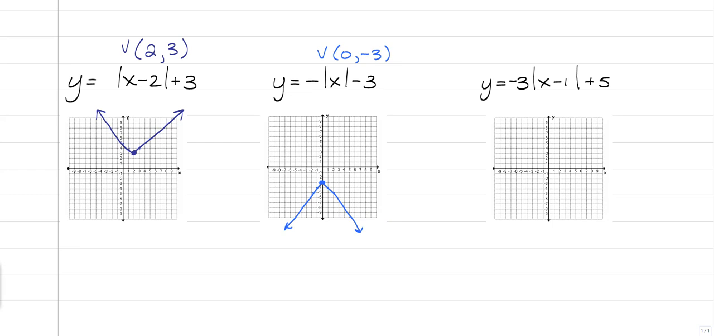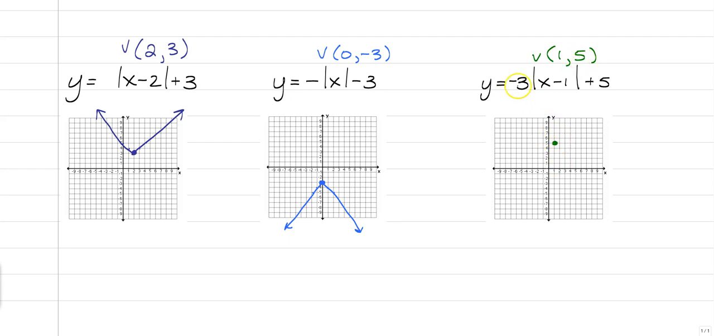The last one's got a whole bunch of different transformations for you. So the first thing we have is our 1 unit to the right. So we're going to start 1 unit to the right. And this is our vertical shift, so this is 5 units up. So our vertex is where we do our vertical and horizontal shifts together. It's 1 to the right and 5 up, so we're going to start at 1, 5.